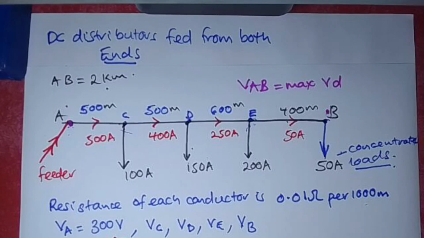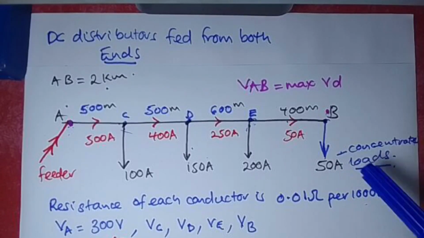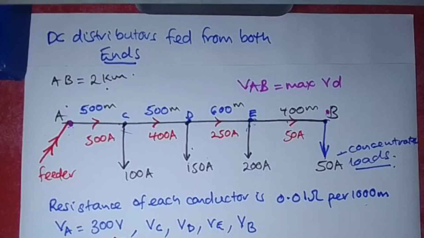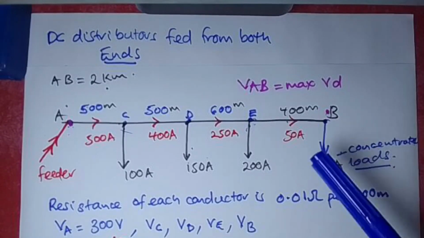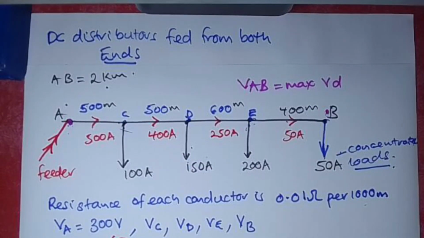But then we also have what we call uniformly distributed loads, or distributed loads. They are spread along the entire length of the distributor. So they are not concentrated at one point, but distributed along the entire length of the distributor. What we shall be calculating here mostly will deal with concentrated loads. So when they mention concentrated loads, you know that they are just at particular points along the section of the conductor.